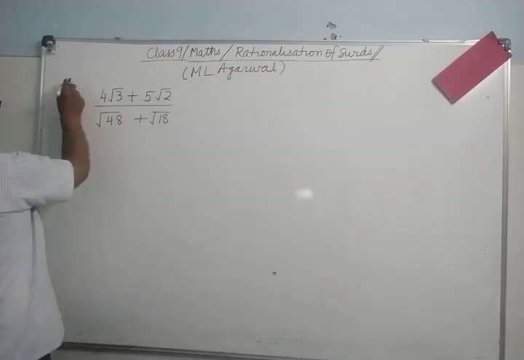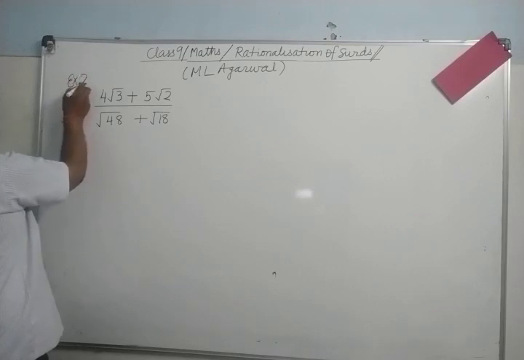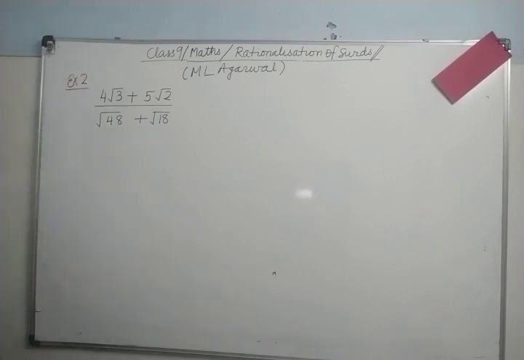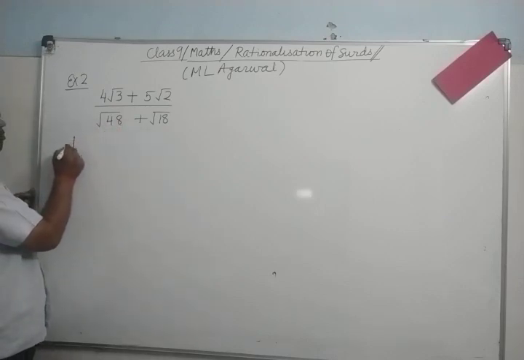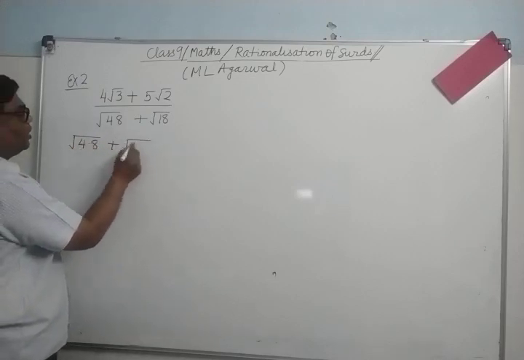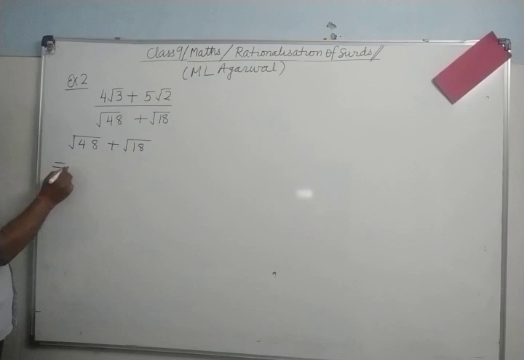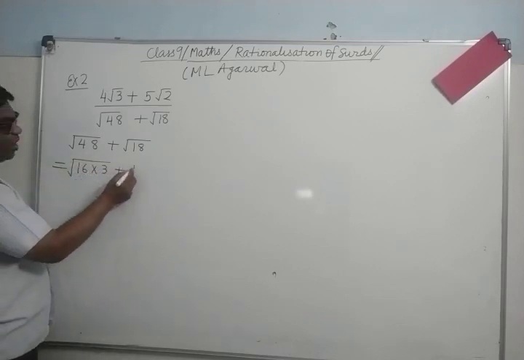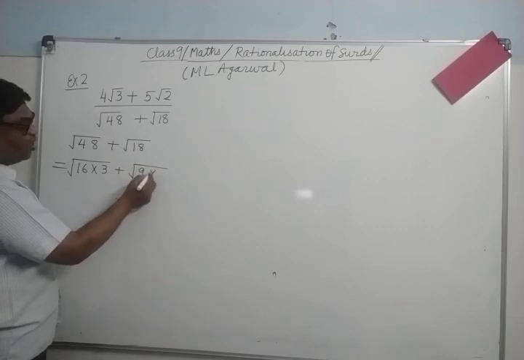This is rationalize the denominator. So here you have to rationalize the denominator. So you can see the denominator, you can simplify. First you simplify this: root 48 plus root 18. Root 48 you can write as 16 into 3. Root 18 you can write as 9 into 2.